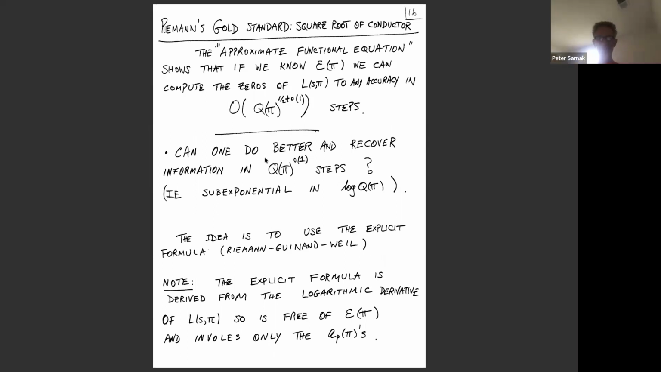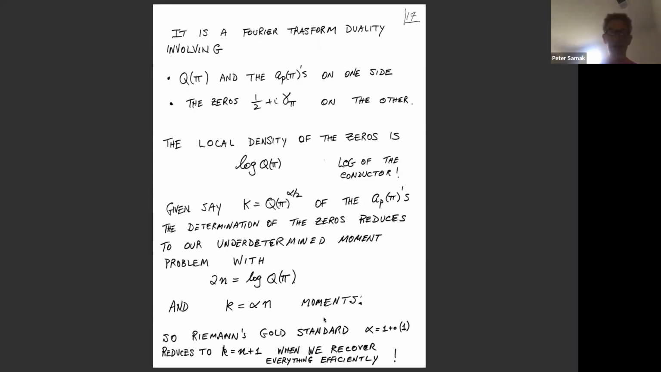We're assuming the Riemann hypothesis, and we're asking what can we do in the conductor to the epsilon or better, sub-exponential in log of Q_pi. And the idea that we began with, and that has been used by others, as I'll say, is probably an idea that was thought about by many, many people: to try to use the explicit formula of Riemann, Guinand, and Weil. The explicit formula, I'll remind you, is derived from the logarithmic derivative of L(s, pi). So the root number disappears the minute you take the logarithmic derivative. It's free of the root number, and you're going to try to recover the root number from a few of the a_p(pi)'s, and that's exactly what this underdetermined moment problem is about.